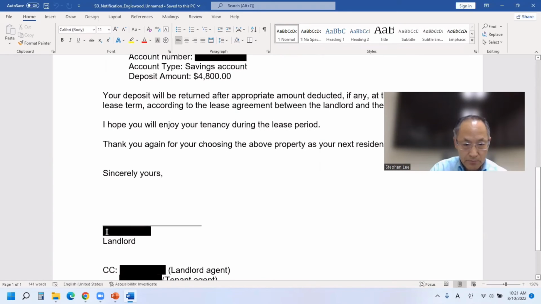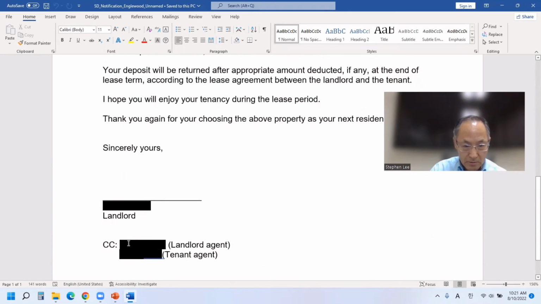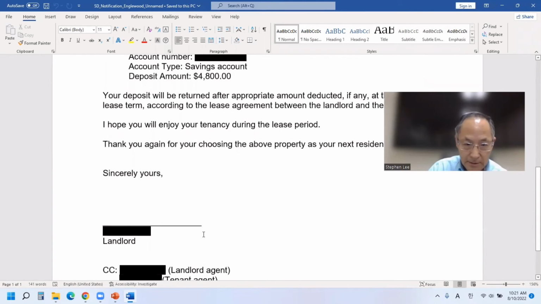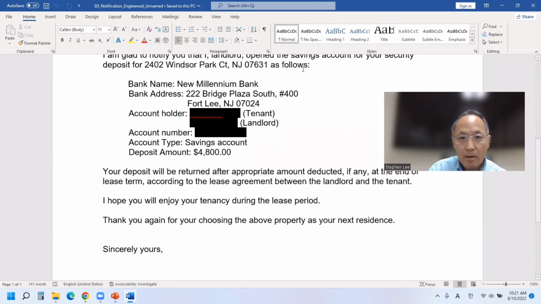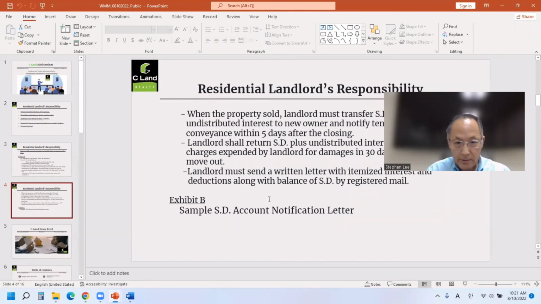And then you signed, and you maybe CC to the agents, if agents were involved, okay? I think that's pretty much it. I want to summarize in Korean.